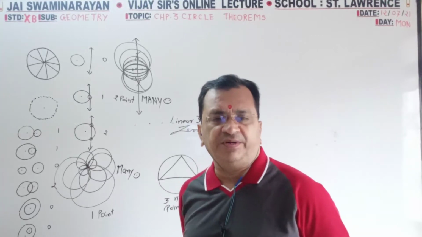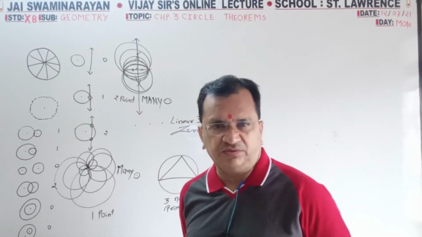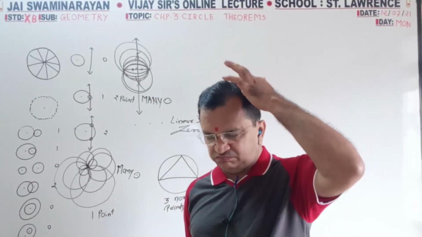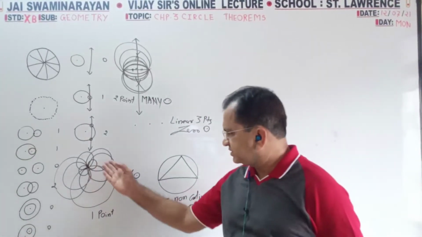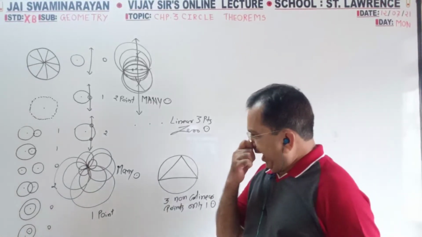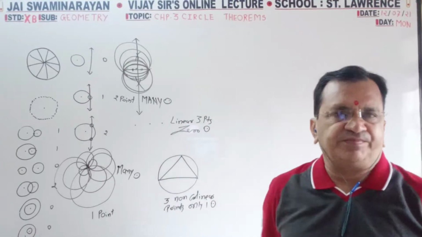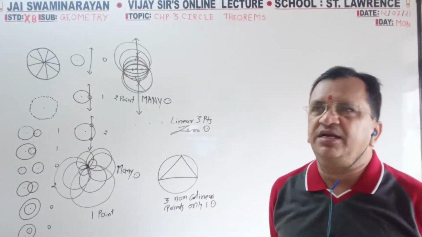Then again, points. From a single point, how many circles can you draw? Passing through a single point, infinite number of circles we can draw. Some circles I have drawn, small, bigger, different. From two points, again many circles can be drawn.